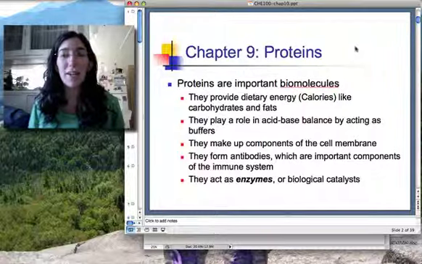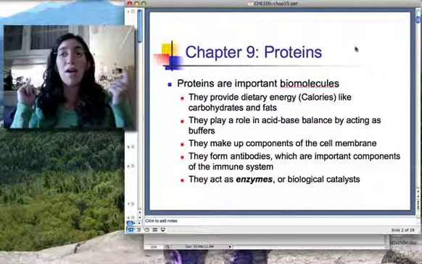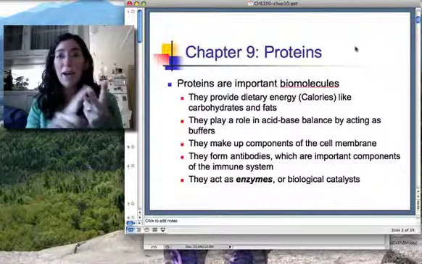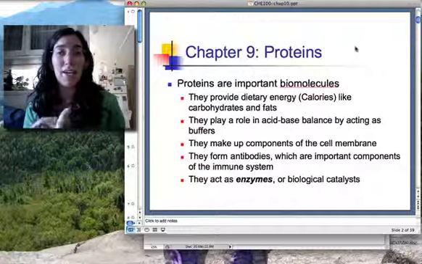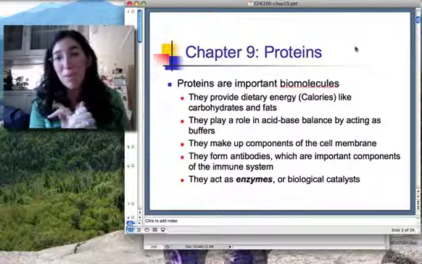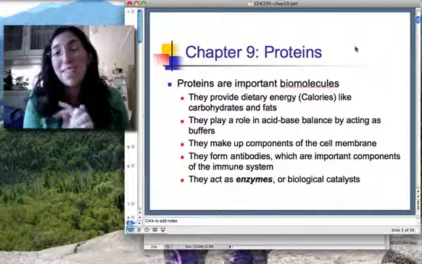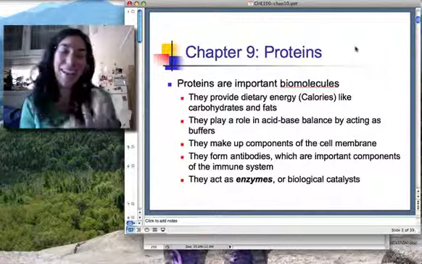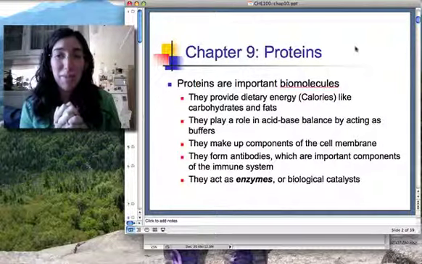Okay, so Chapter 9 is all about proteins. Proteins are important biomolecules. Remember, the biomolecules are proteins, carbohydrates, fats, and nucleic acids, which include DNA and RNA, which is Chapter 11, which we're not going to be doing this semester, but I encourage you to read it for fun because it's really interesting. But anyway, proteins are very, very important.